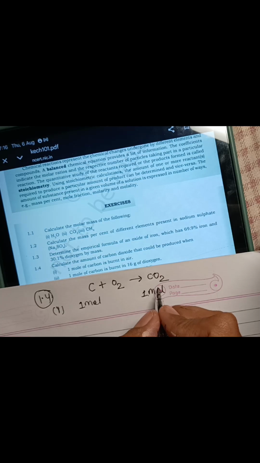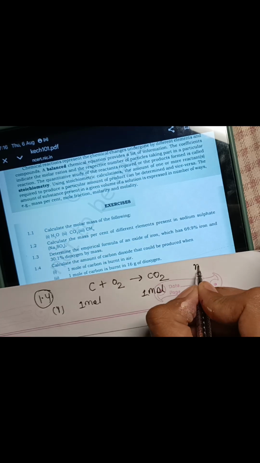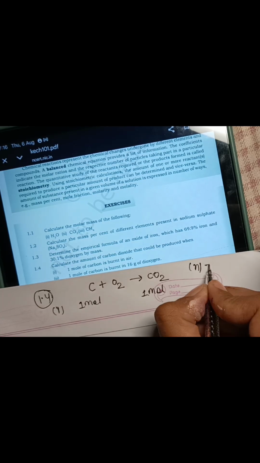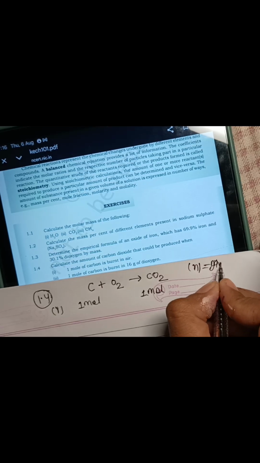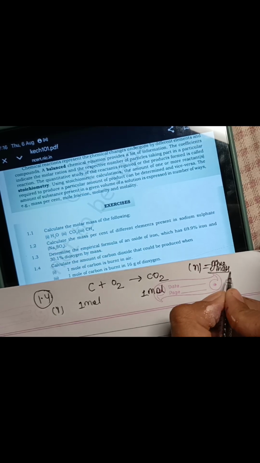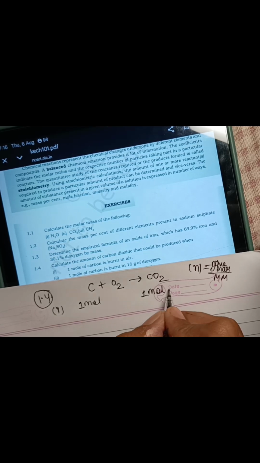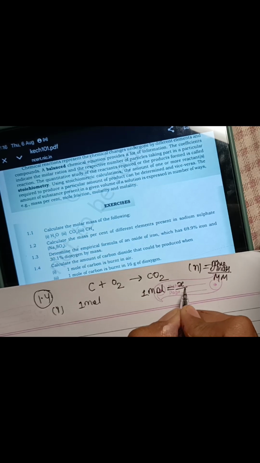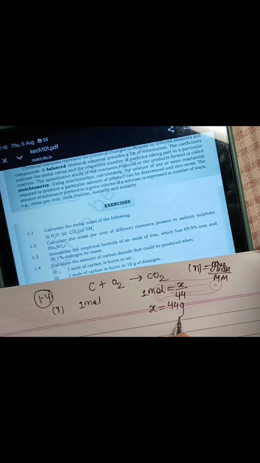So 1 mole of CO2 is present. Formula for finding out mass using moles: n is equal to given mass divided by molecular mass. Here we have the given mass, molecular mass is 44, and the answer is 44 grams.